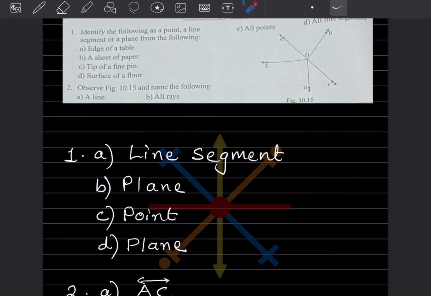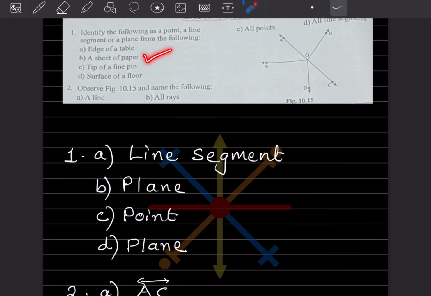So line means it is going to extend from both the sides, and a line segment is actually a part of a line, but its endpoints are fixed. Whatever the measurement is given, that is fixed. These are the two endpoints, they are fixed. And here in line, these are not fixed. It can extend on both the sides. So the edge of a table has got a line segment.